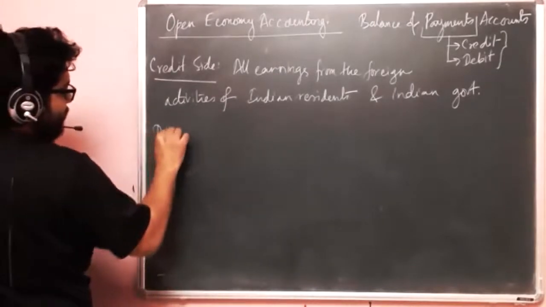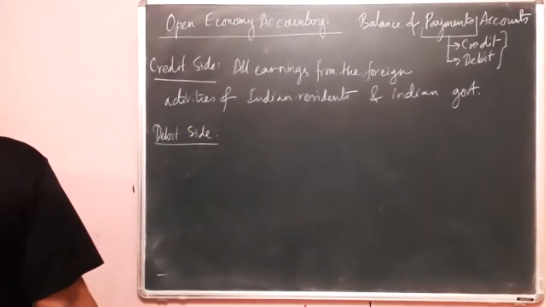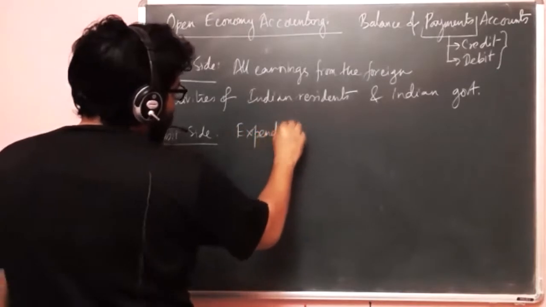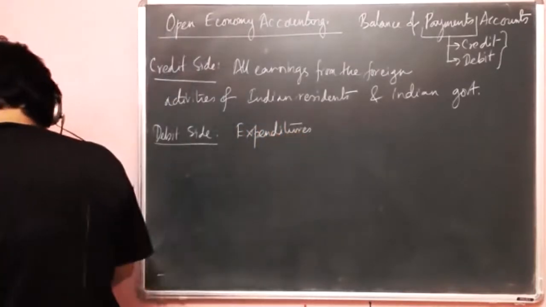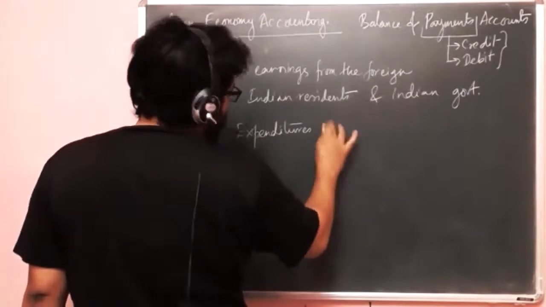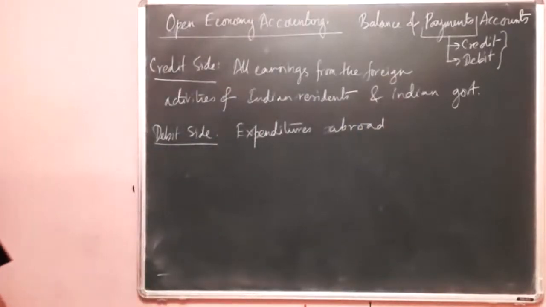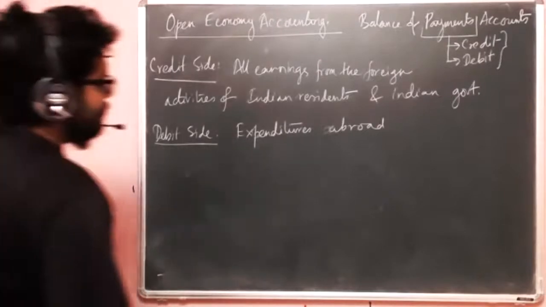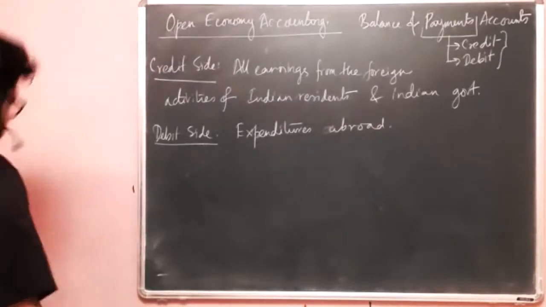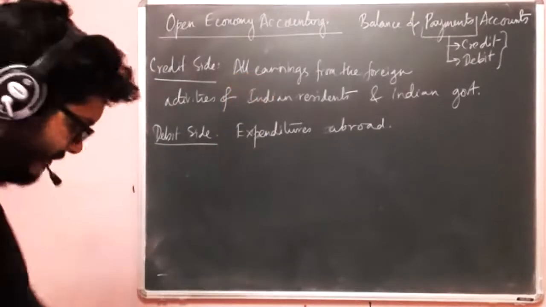And on the debit side, essentially any expenditures abroad. Okay. So that's the simple sense. Now if we go to the details of it, then we'll realize what components are in the credit side and in the debit side.